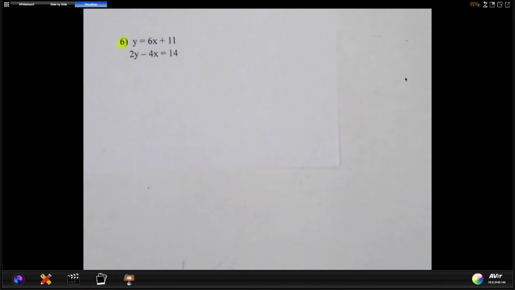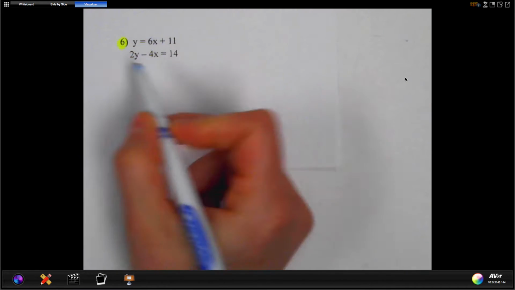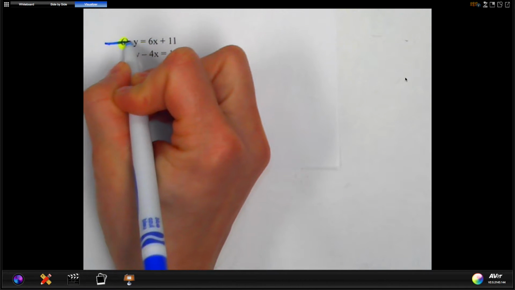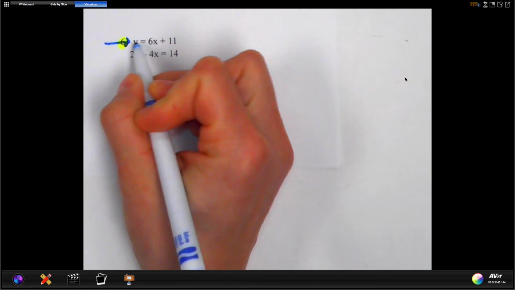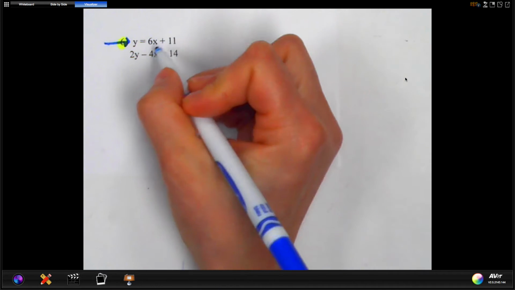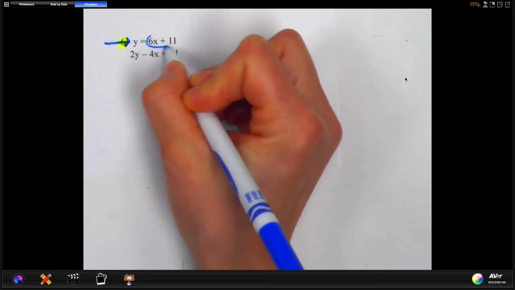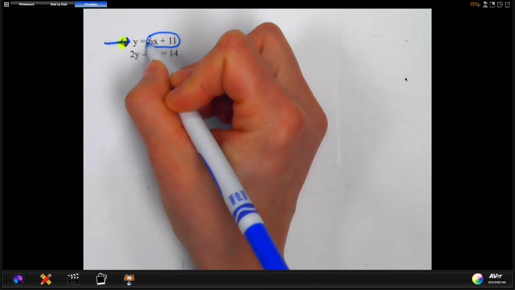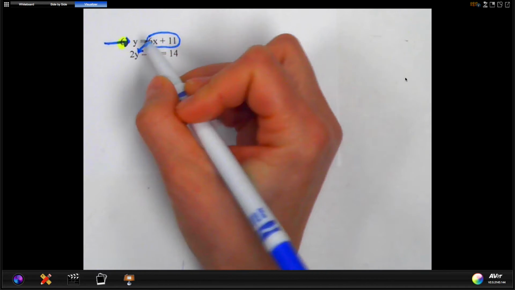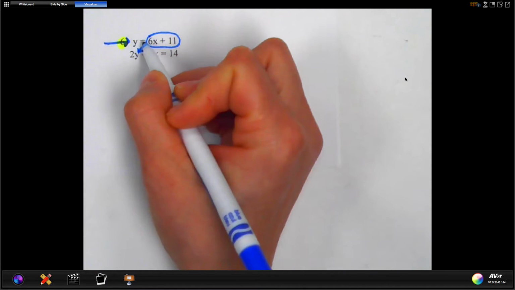Okay, so for number 6, you take a look, which one is our x equal or our y equal this time? The top one, even though it's still this kind of longer equation, the top one is the one we're going to start with because it says y equals. So what we're going to do is take this whole equation and substitute it in for y. How do I know it's y? Because it says y equals.